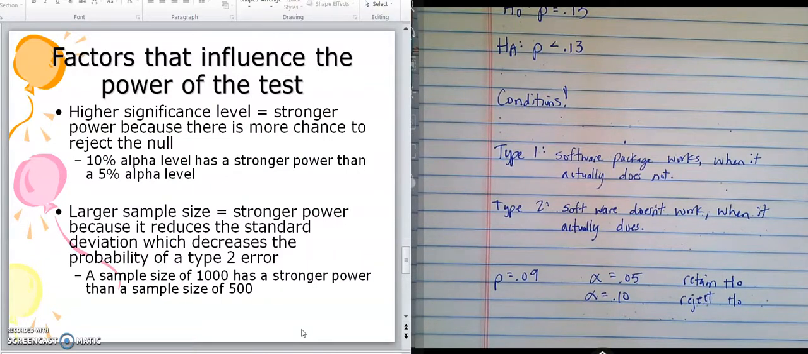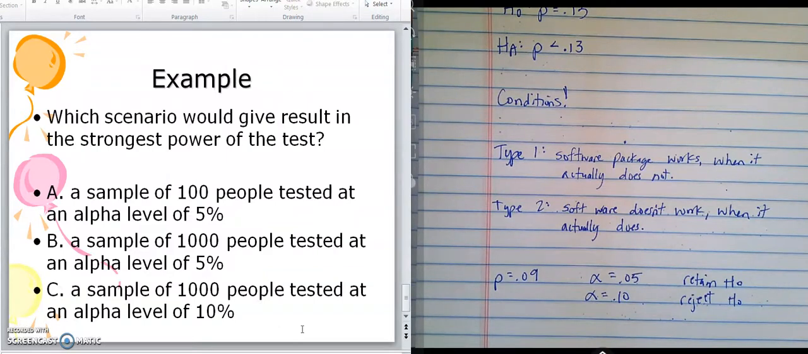So your factors that influence the power of your test: if you have a higher significance level, it is a stronger power. So a 10% alpha level is stronger than a 5%. If you have a larger sample size, you have a stronger power. So a sample size of 1,000 is better than a sample size of 500. Just keep in mind that basically the bigger number means a stronger power. Makes sense. So in this example, it says which scenario would result in the strongest power. If I have a sample of 100 with 5%, sample of 1,000 with 5%, or sample of 1,000 with 10%, that would be letter C because it has the largest sample size and it has the largest alpha level.